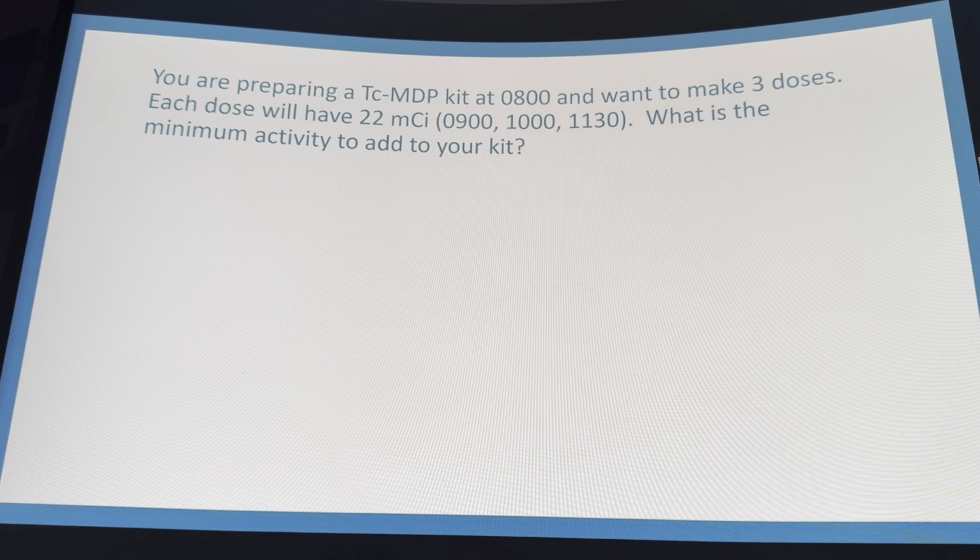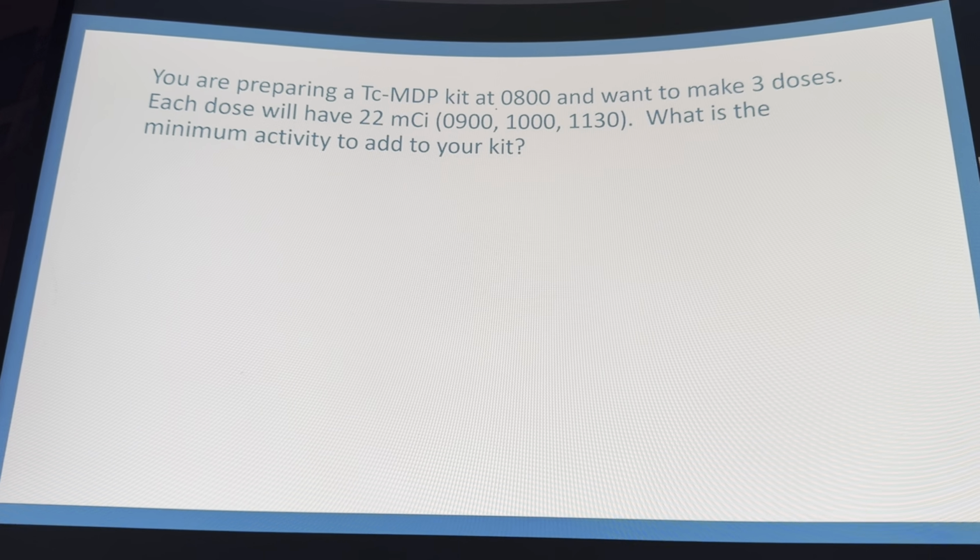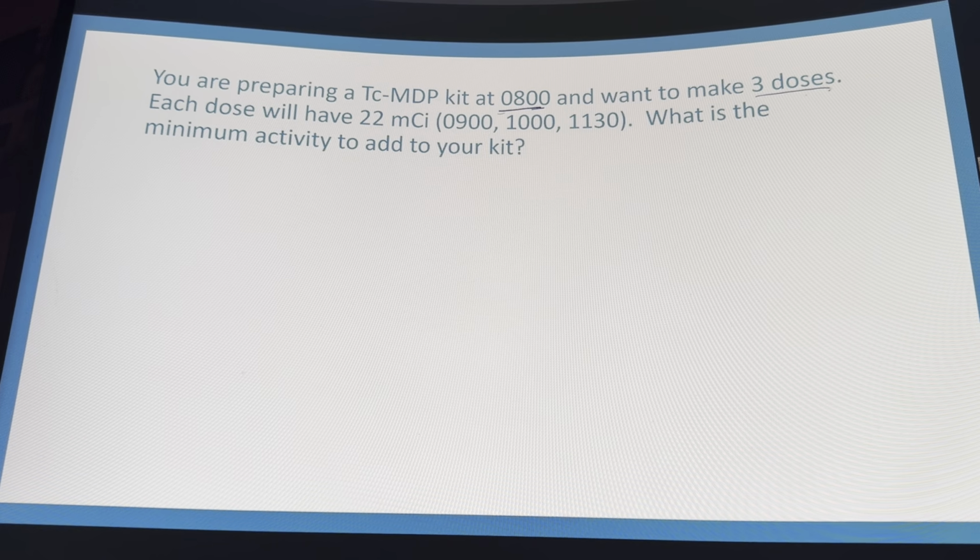Okay. You're preparing Tech MDP. You're preparing it at 0800, and you want 3 doses. Each dose is going to be 22 millicuries. You need a dose at 0900, 1000, and 1130. What is the minimum amount of activity to put in your kit? So each one of these, I know I'm going to have to put more than 22 millicuries in order to have that amount at the time I need it.